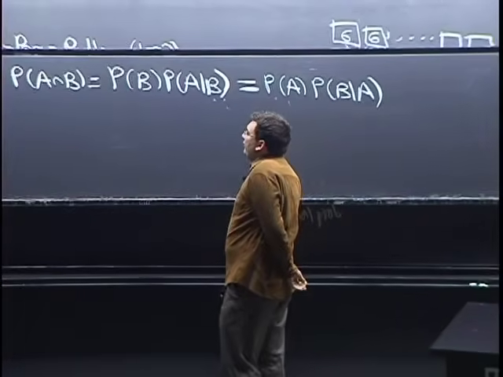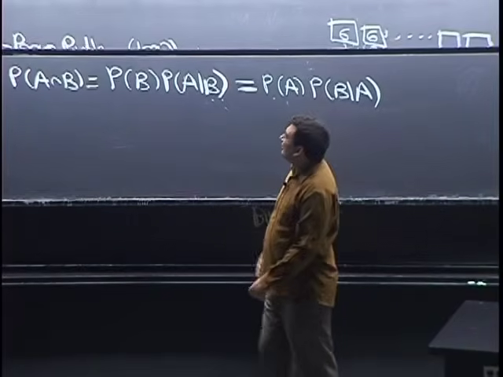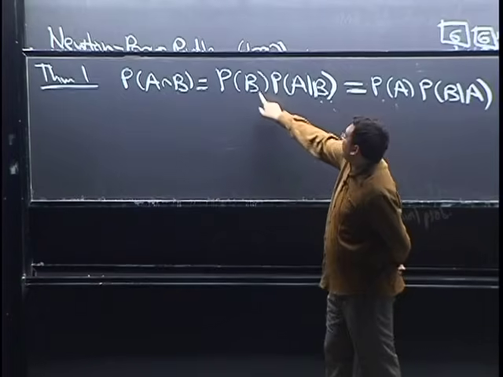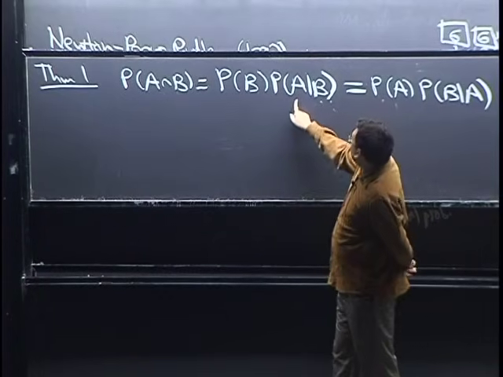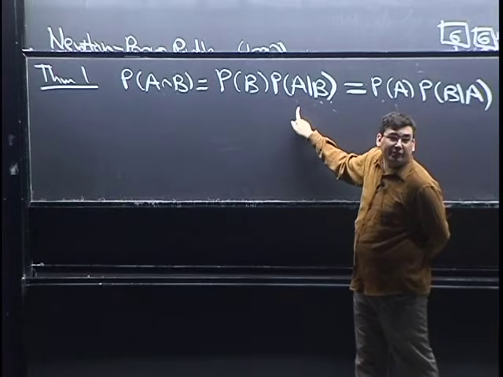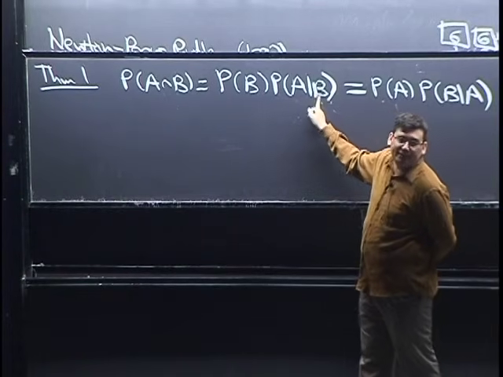Notice, by the way, that if A and B are independent, remember the definition of independent from earlier today? That would have just said here P of B times P of A. So independent is the case where P of A given B is P of A. That says intuitively that conditioning on B does nothing.